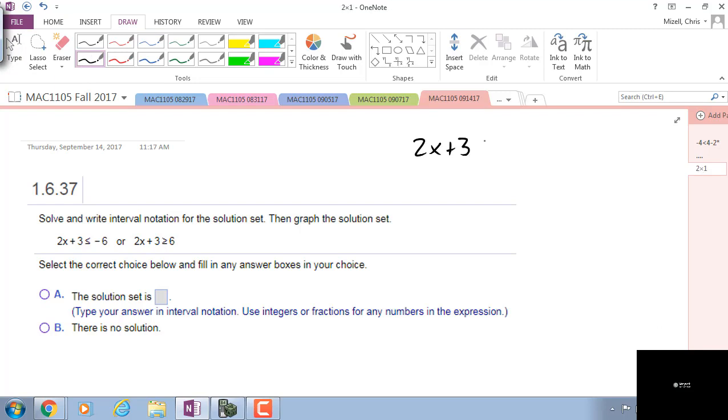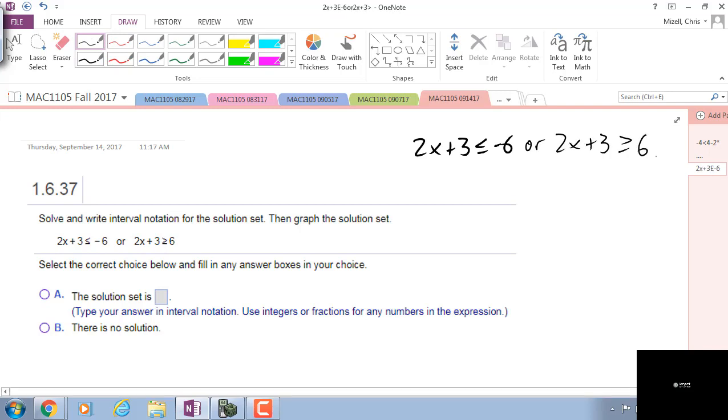2x plus 3 is less than or equal to negative 6, or 2x plus 3 is greater than or equal to 6. I would not recommend trying to solve this as a three-part inequality. And maybe that's the strongest thing I can say about this one. Otherwise, it feels kind of like the last example, and it feels a little bit redundant. But it looks like maybe we could do something like this.